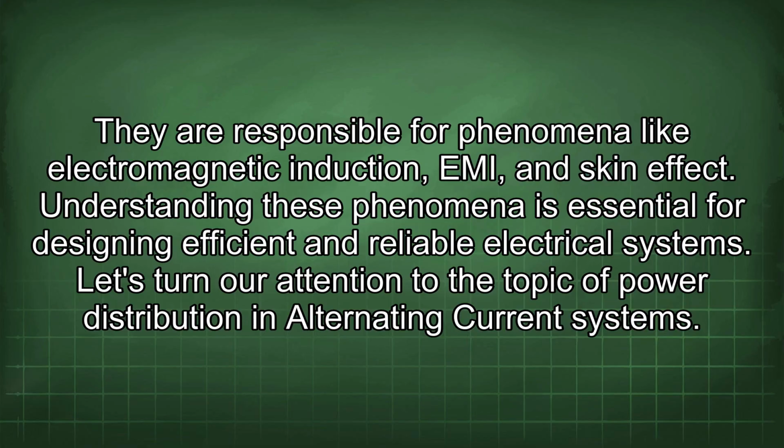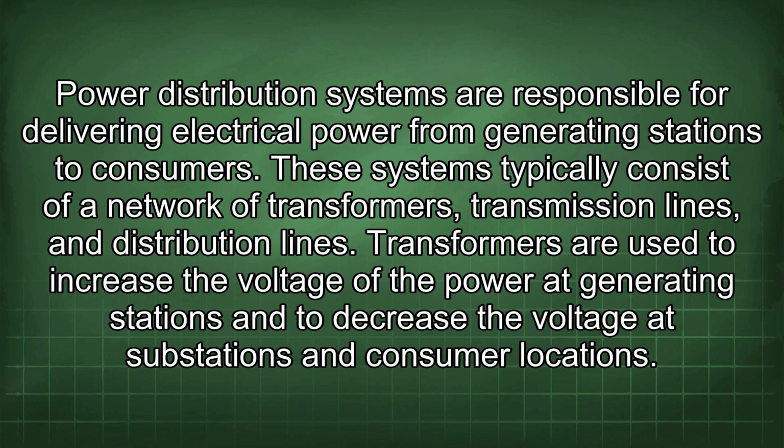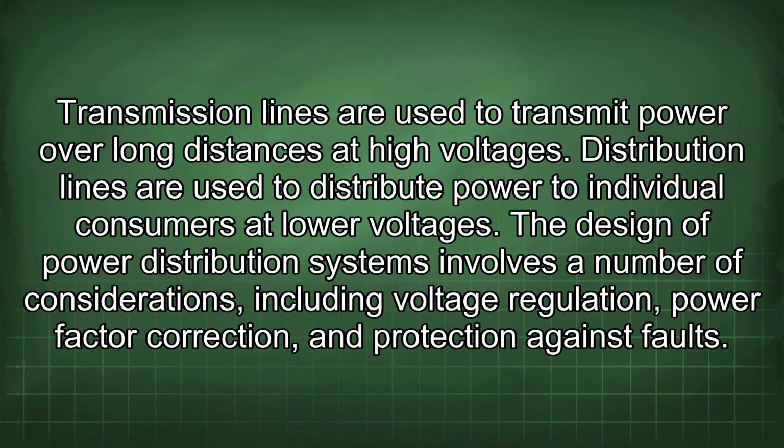Let's turn our attention to the topic of power distribution in alternating current systems. Power distribution systems are responsible for delivering electrical power from generating stations to consumers. These systems typically consist of a network of transformers, transmission lines, and distribution lines. Transformers are used to increase the voltage of the power at generating stations and to decrease the voltage at substations and consumer locations. Transmission lines are used to transmit power over long distances at high voltages. Distribution lines are used to distribute power to individual consumers at lower voltages.